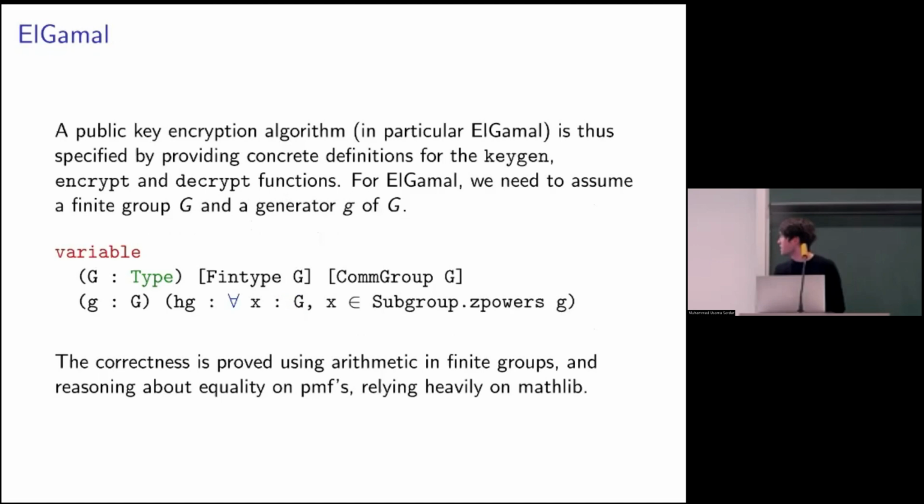So again, with a variable statement, we can assume that G is some finite type with a commutative group structure on it, and we can say that g is a generator for the group. Then, using the library, we can prove the correctness and the security of this.